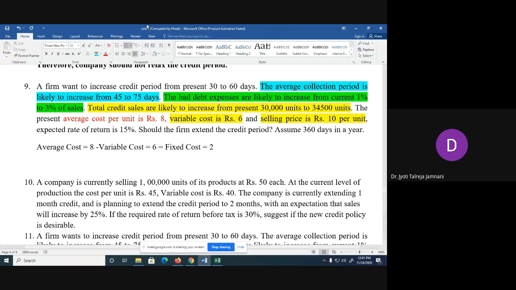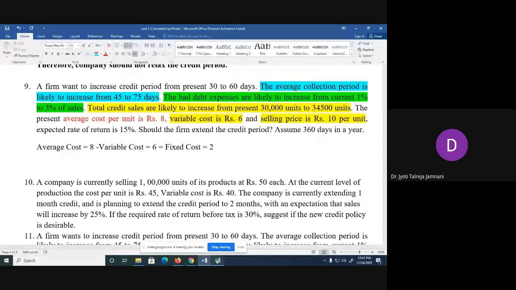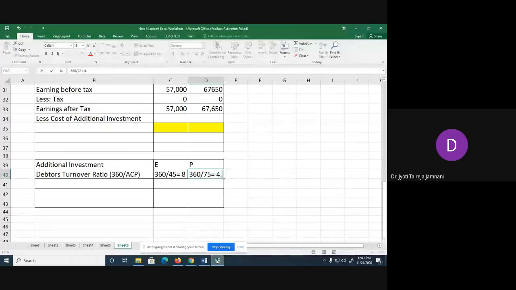Okay, so it is going to increase from 45 to 75, means today existing is 45 and the new would be 75. So first for the present or existing plan, we will do 360 divided by 45. How much you get? 8 times. And for the new, we'll take 360 divided by 75. So you get 4.8 times. So we have the debtors turnover ratio. Now we'll find the additional investment or your delta I.